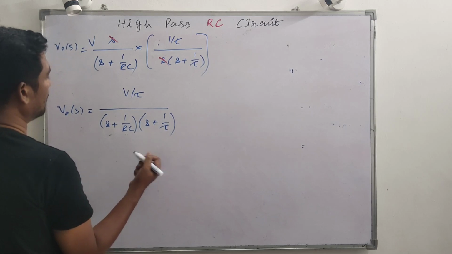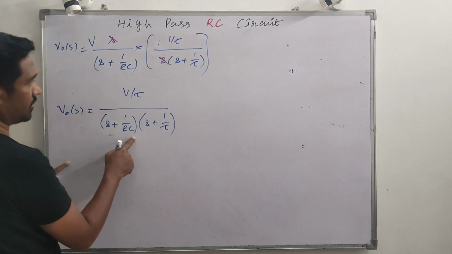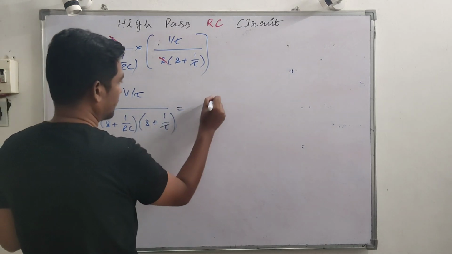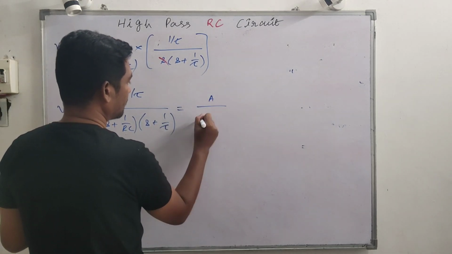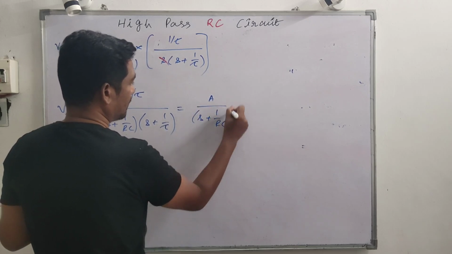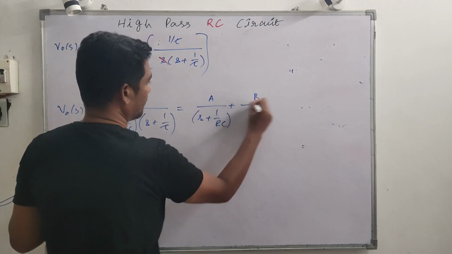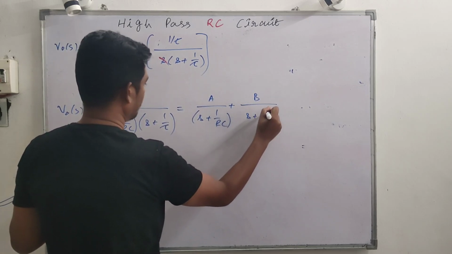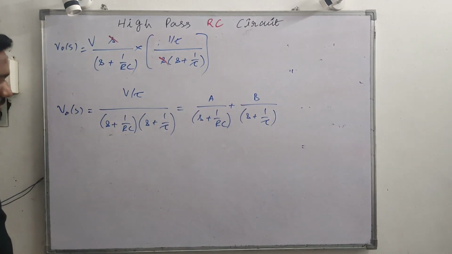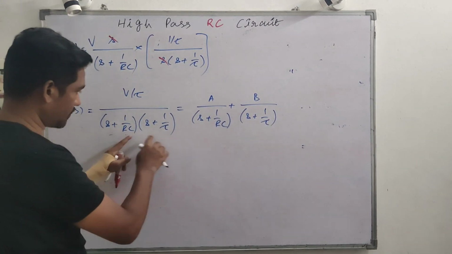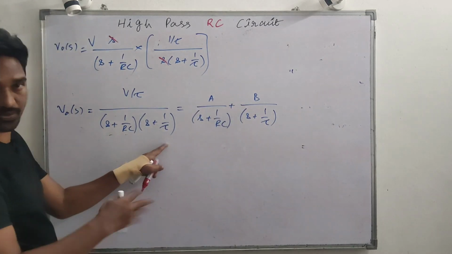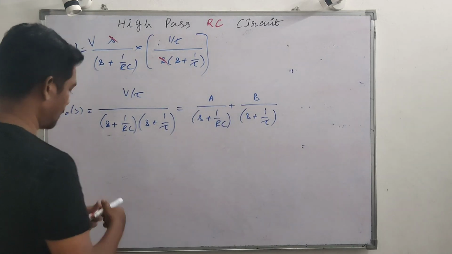Fine. Now it's a simple pole, so this expression can be split into partial fractions like A upon s plus 1 upon RC plus B upon s plus 1 upon tau. This is the partial fraction for this one. Now finding out A and B will help us to get the final expression.